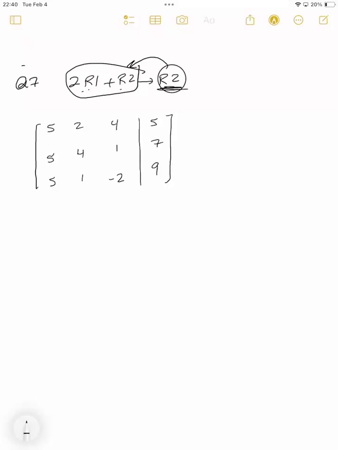So, it says multiply 2 by row 1. So let's multiply 2 by row 1. 2 times 5 is 10. 2 times 2 is 4. 2 times 4 is 8. 2 times 5 is 10. So you have to multiply 2 by every single number on row 1.